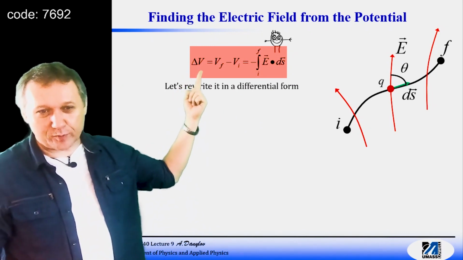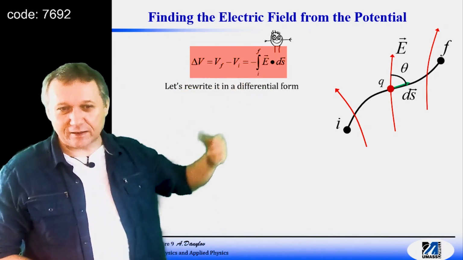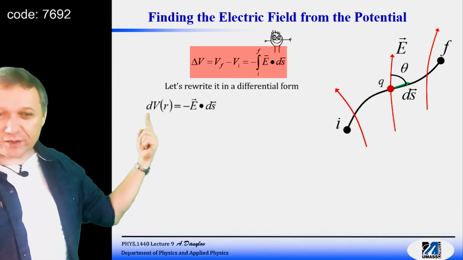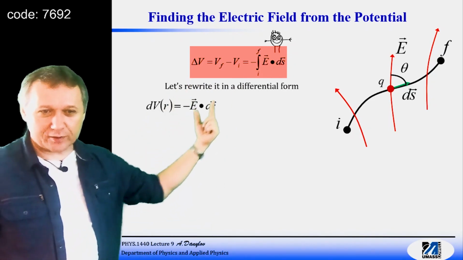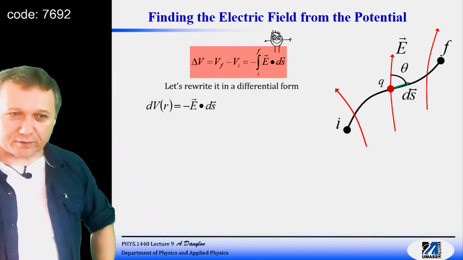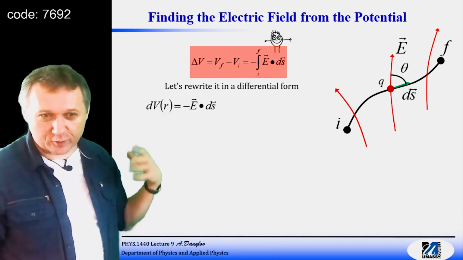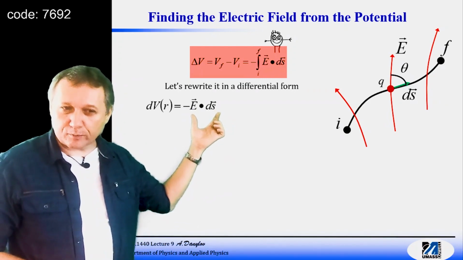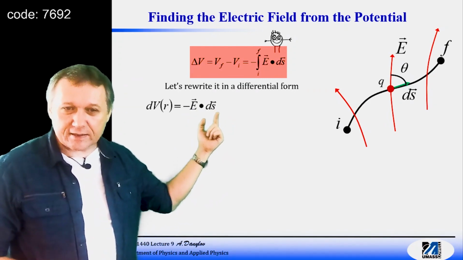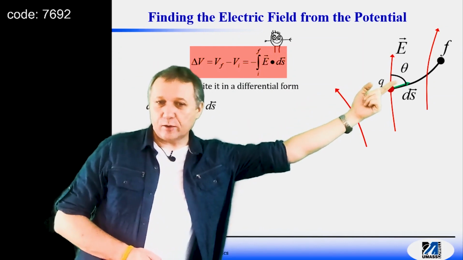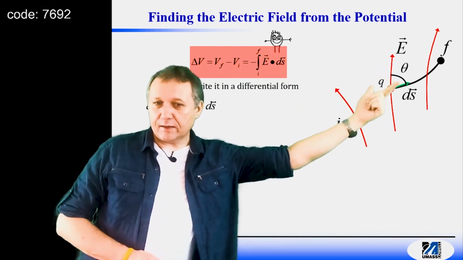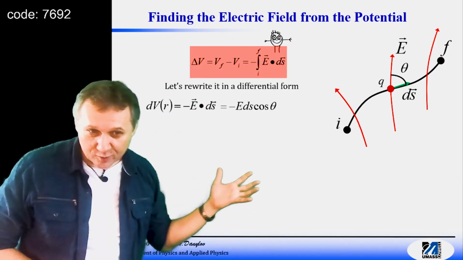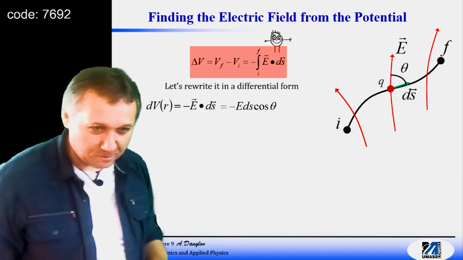Differential form, of course, will be dV equals minus E dot ds. Right? Because if you integrate it, you will get delta V, and you will get what we have on the right-hand side. And of course, the dot product, let's write it down explicitly: E cosine theta ds. And theta is the angle between E and the direction of the infinitesimally small displacement. So E cosine theta ds.